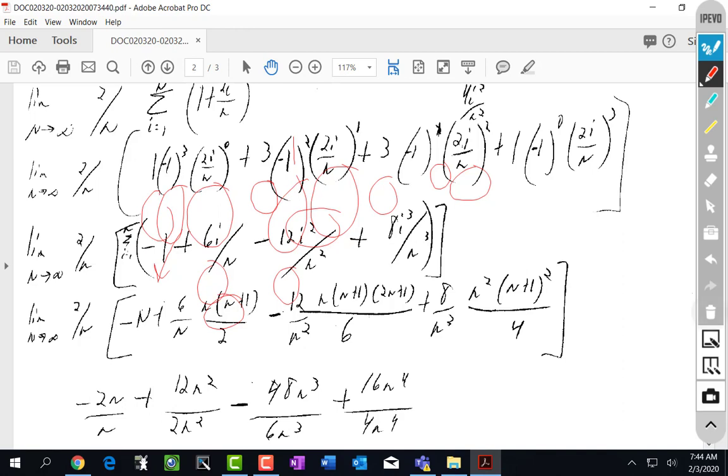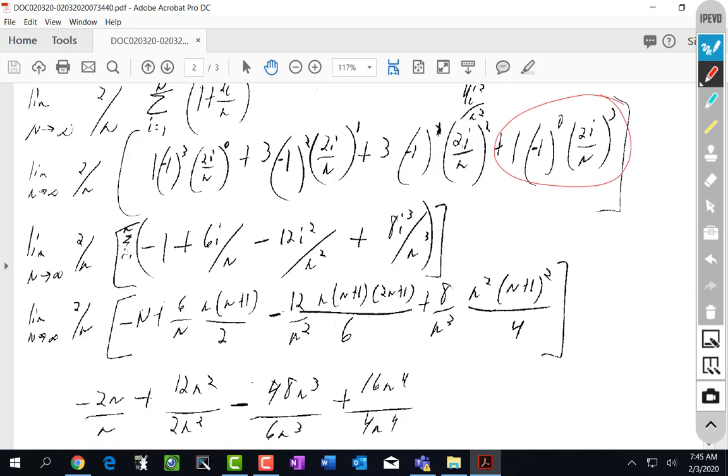Okay, now looking at this one right here. So now I've got the negative 1 to the first. 2 squared is 4. 4 times 3 is 12. So you've got negative 12i all over n squared. And then on this last one right here, looks like I've got negative 1 to the 0 is 1. So here's my 2. This didn't come out very well, but 2 cubed is going to be 8. So I've got 8i cubed. And then my n to the third is also going to be n cubed.